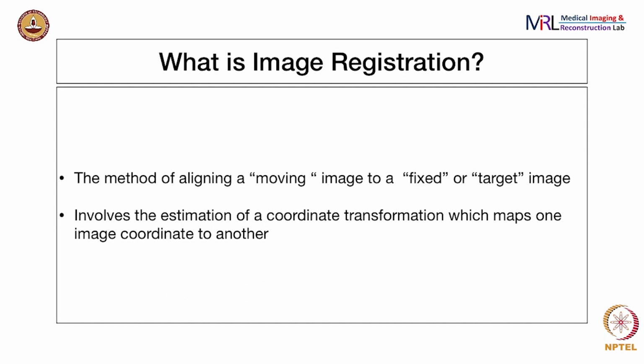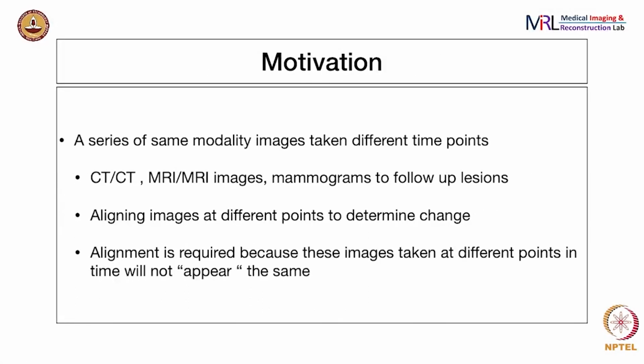So this process is actually an important step in a lot of research studies as well as clinical studies before any diagnosis is made. So we briefly look at the motivation for estimating such a transform. So where are these two images coming from, fixed and this moving image? Why are we doing this, right?